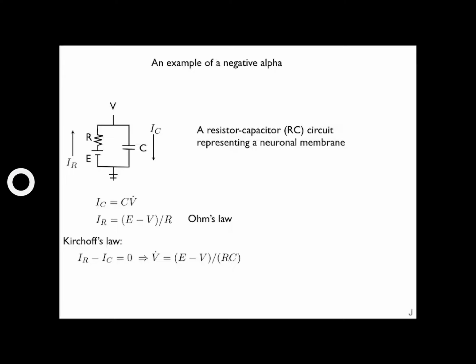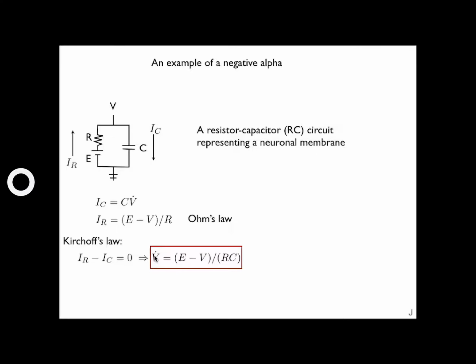And so what we end up with, if we now use Kirchhoff's law saying the current going into this node should be the same as the current going out of it, that's what we've written down here, we end up with this equation. Over here, V dot is E minus V over RC, and that is exactly the x dot equals alpha x plus beta, right? So alpha is minus 1 over RC.